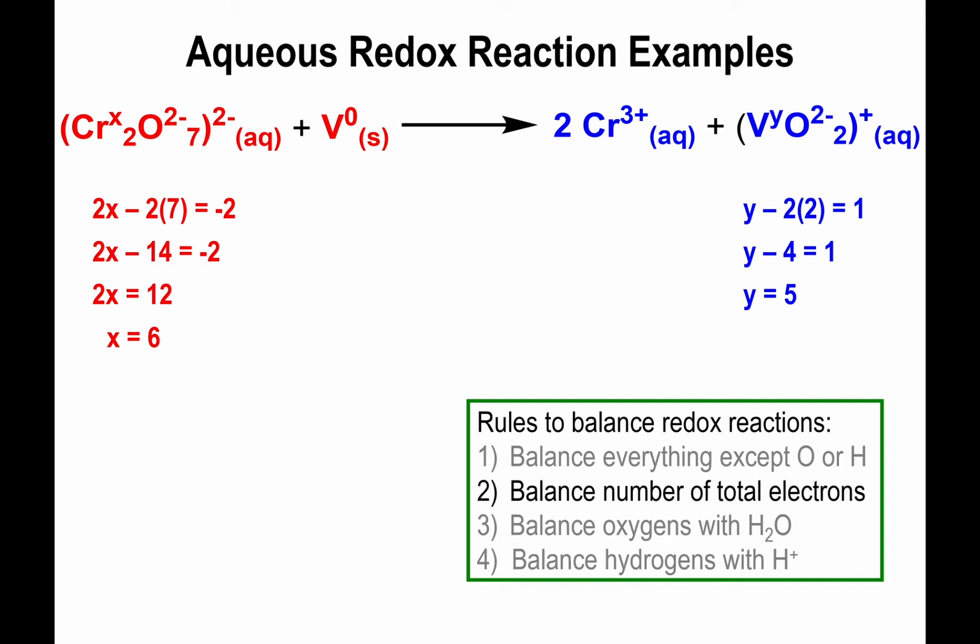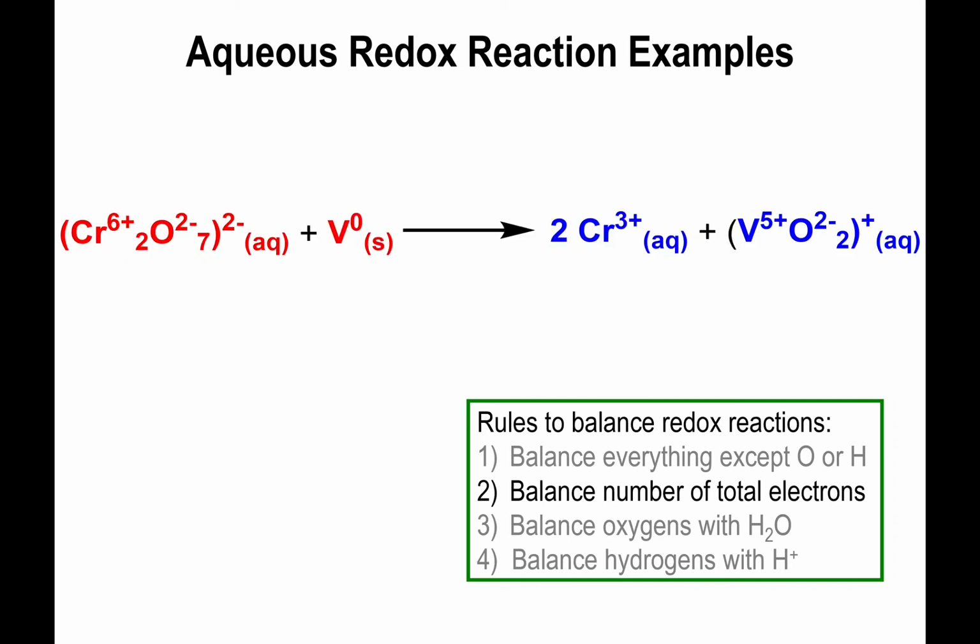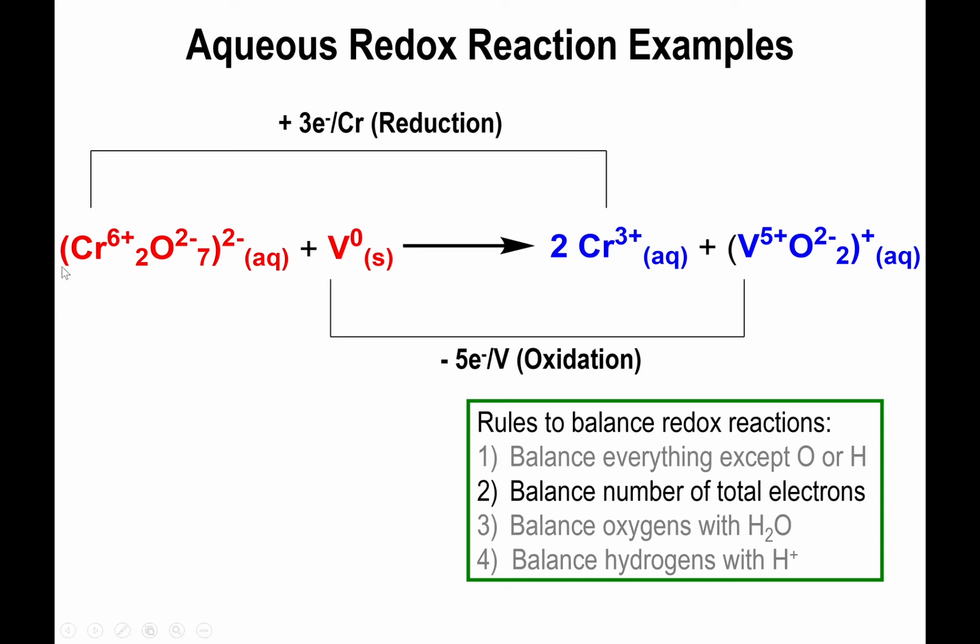So let's input those charges for chromium and vanadium. Alright, now what we're going to do is look at the number of electrons. Going from chromium on the left side to the right side of the equations, we have a change of charge of 6 down to 3, and 6 minus 3 is plus 3 electrons for every chromium present. Likewise, for vanadium, we go from 0 to plus 5. 0 minus 5 is minus 5 electrons for every vanadium center. So now we know which one is the reduction, which one is the oxidation.